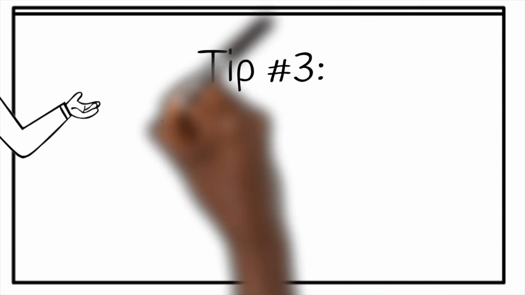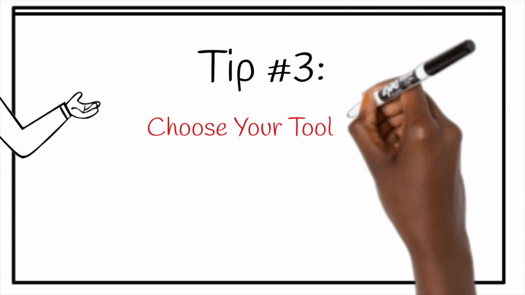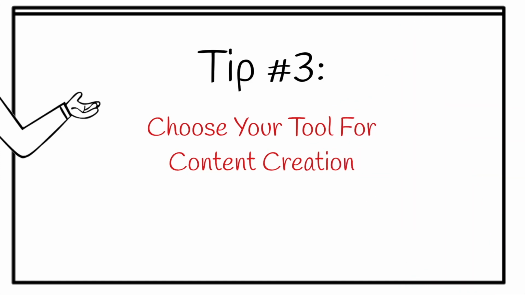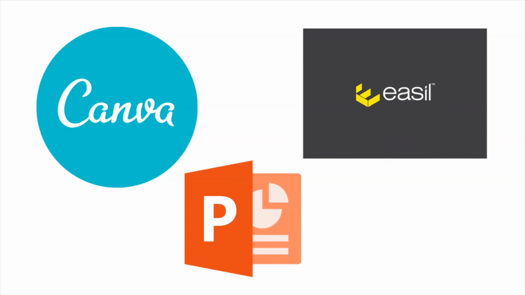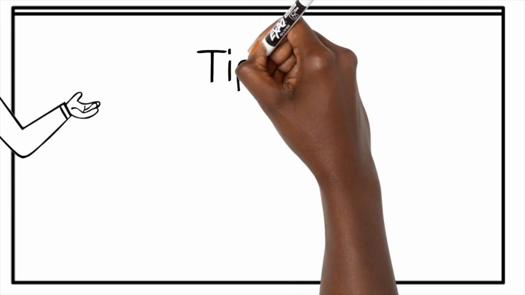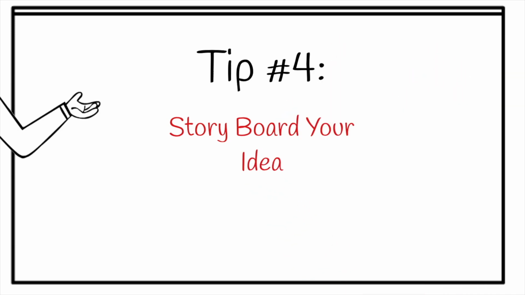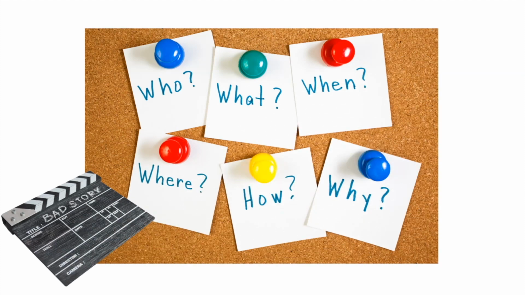All right, tip 3 would be to choose your tool for content creation. Pick your tool for content creation as it pertains to the medium of content that you are using. So you want to think about if you're using something like Canva or Easel or even PowerPoint, or if you're using a tool like Doodly, which is a tool that I'm using to create this specific micro learning. And that leads us into tip number 4. This would be to storyboard your idea. Start storyboarding and thinking about a real life situation or an experience that is supportive of your message so that your message is digestible and relatable to the viewer.